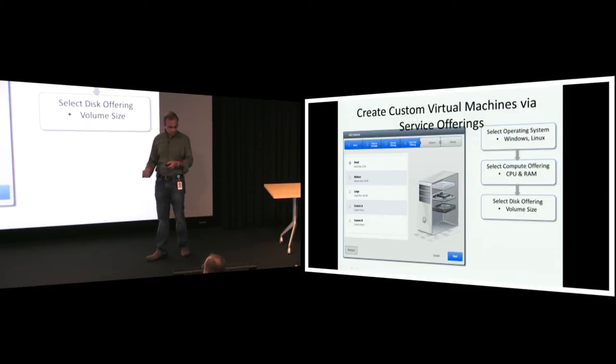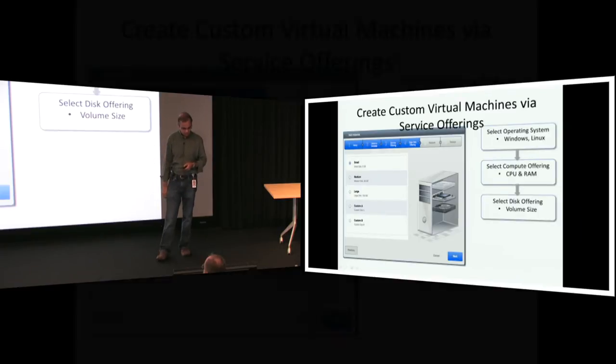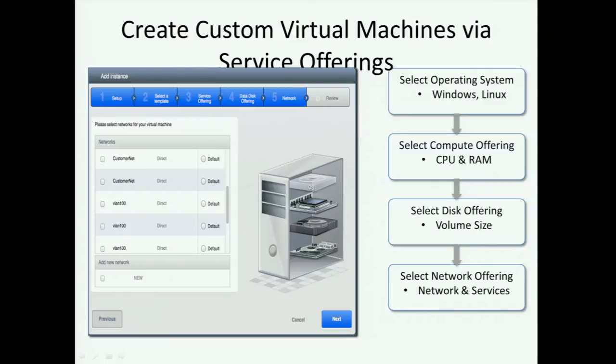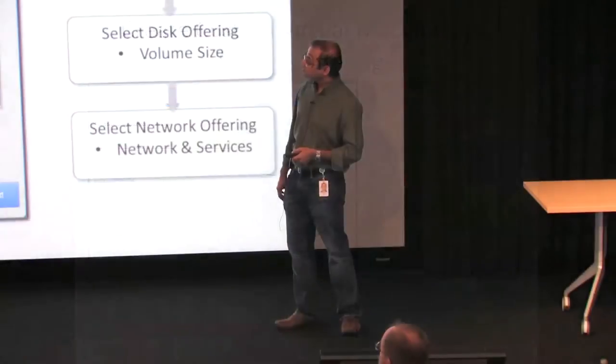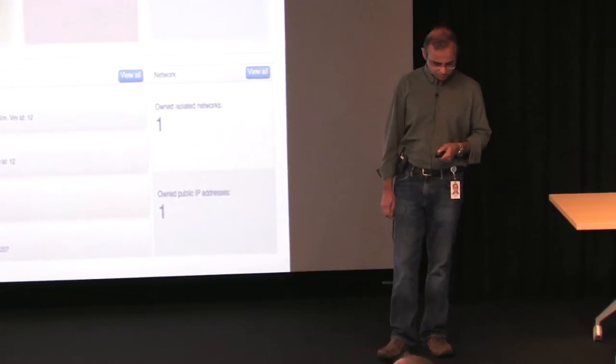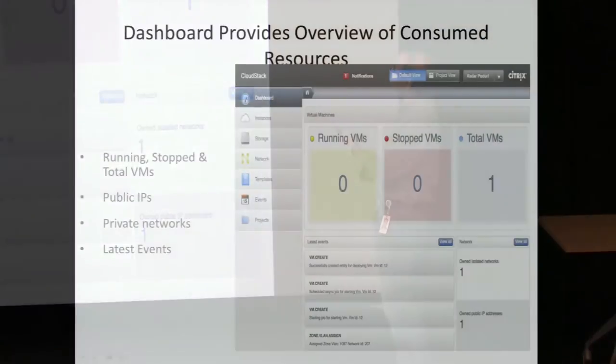A lot of CloudStack users like to offer fixed size volume disks, so you can also customize this as the admin, whether you want to offer small disks or large disks. I believe you can also offer an unlimited disk as well. You can choose which network you want to deploy on, or you can add a new network. So each tenant can own multiple networks, somewhat like an Amazon VPC, and deploy the VM on that network or on multiple networks. So for example, if you checked CustomerNet and VLAN 100, then your VM would have two NICs, one on CustomerNet and one on VLAN 100. And then, boom, you create the VM. And then you get this nice little dashboard which shows you what's running and what's stopped, etc.